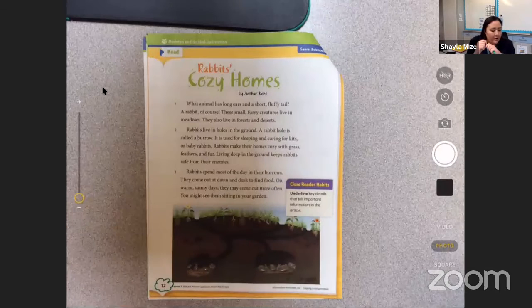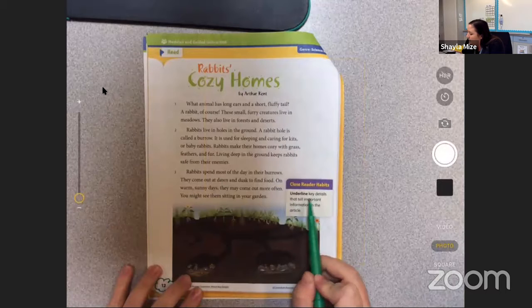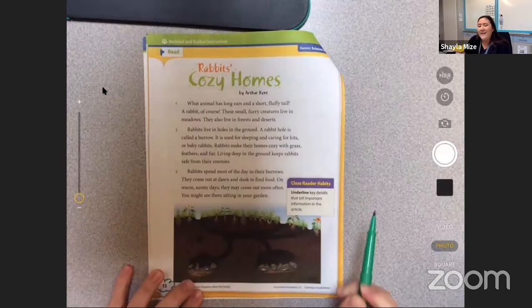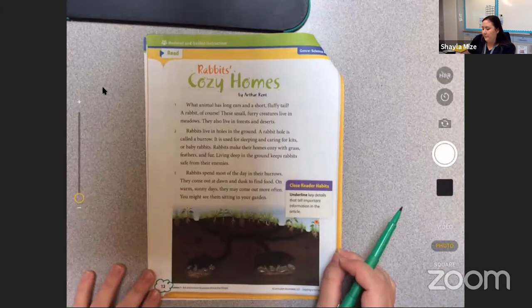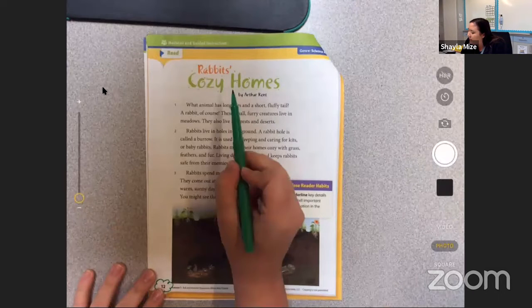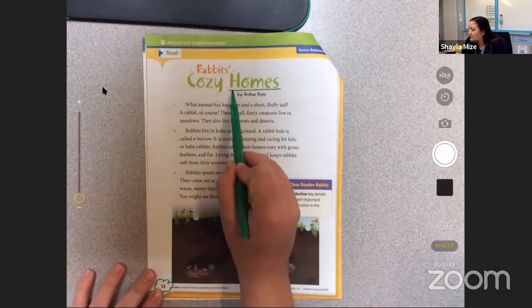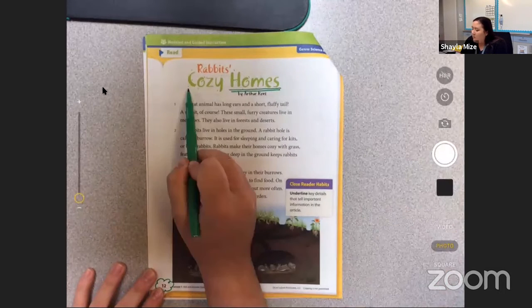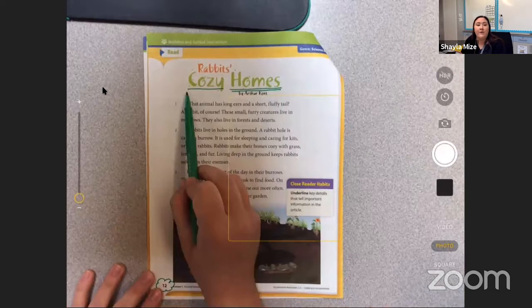Today we're going to read an article with information about rabbit homes. Then we will think about questions that we can ask and answer about what we read. While we read, I want you to underline any key details that tell important information in the article. Anything you think is important, underline very gently and neatly. I don't need two lines, just one straight line under whatever you're underlining.